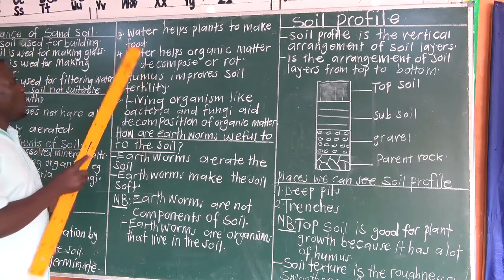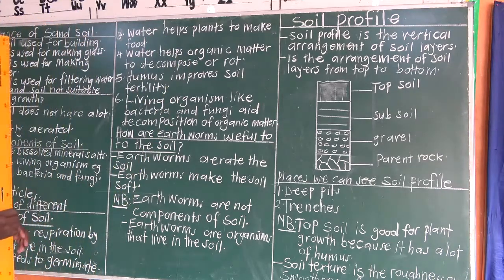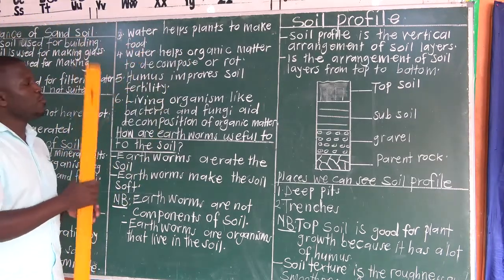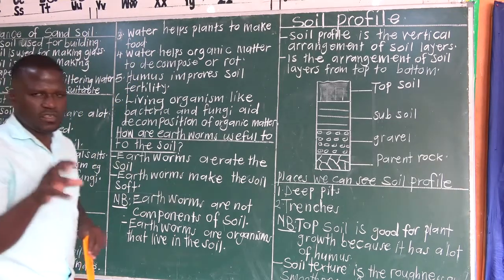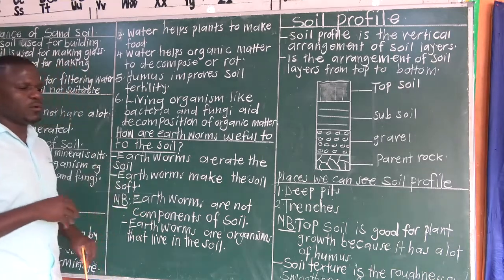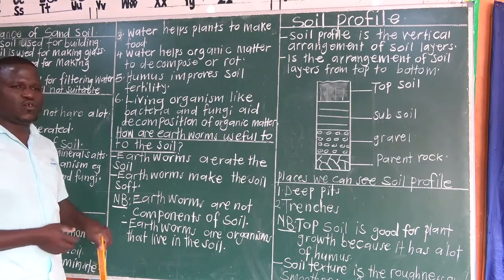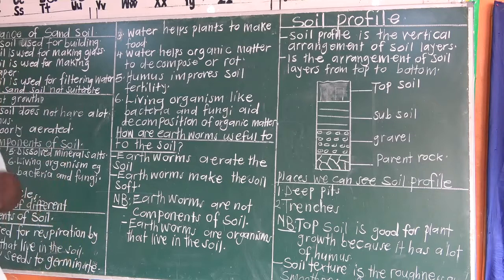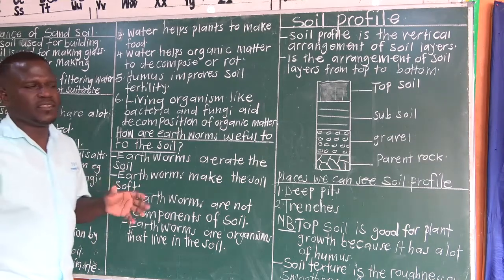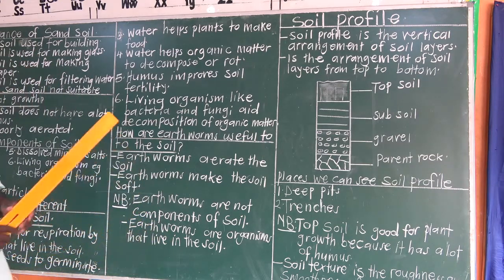Then number 4, water also helps organic matter to decompose or to rot. So water aids decomposition of organic matter. Materials cannot decompose without water or moisture. For anything to decompose, water is needed. Bacteria and fungi cannot cause decomposition without water. If you got things which can decompose and you put them in a dry place, those things will never decompose because bacteria need water or moisture to carry out decomposition.